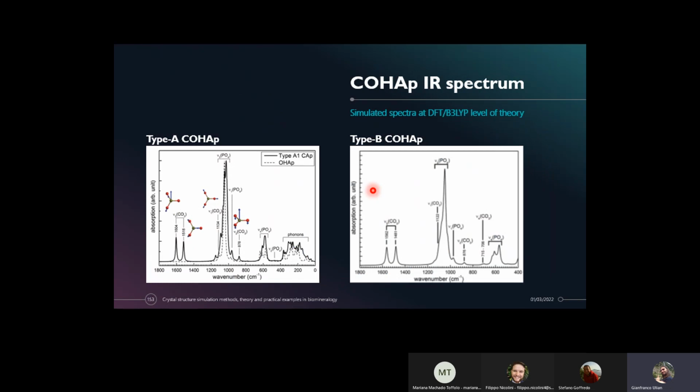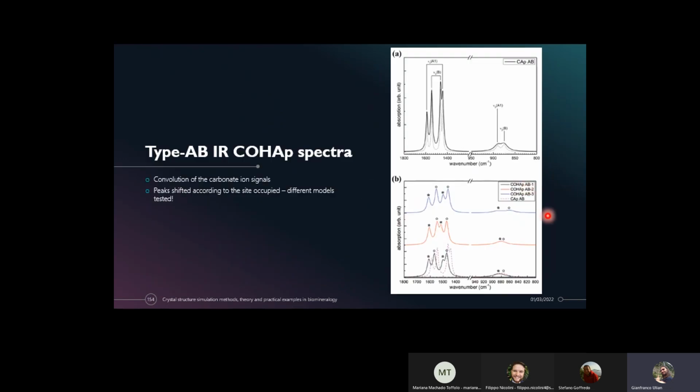And going forward, you can see here what actually happens at the experimental level. You can see here the presence of different peaks depending on the type A and type B carbonate ions. So at the experimental level, the amount of type A and type B carbonate ion content is measured according to the different intensity of these signals. Okay, and the peaks are shifted according to the site occupied.